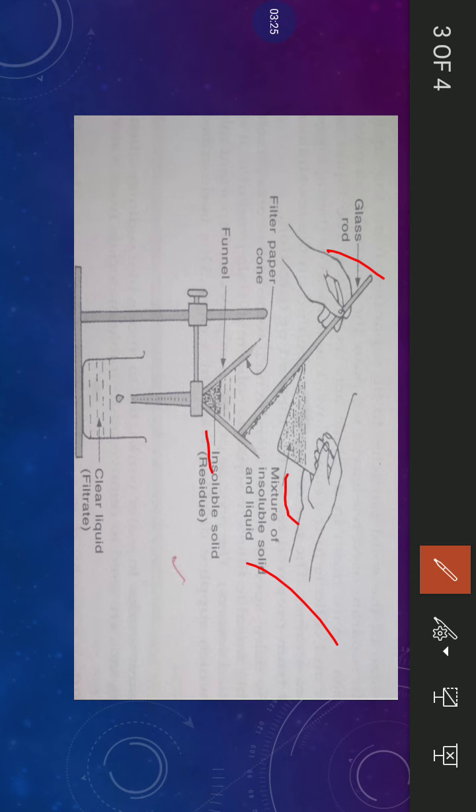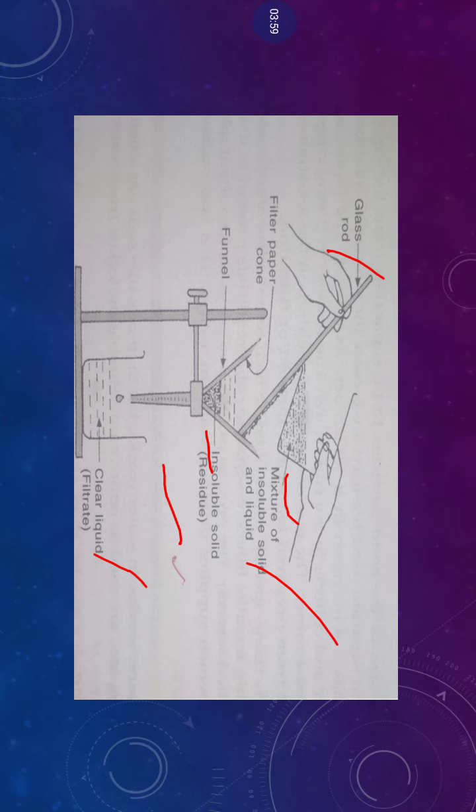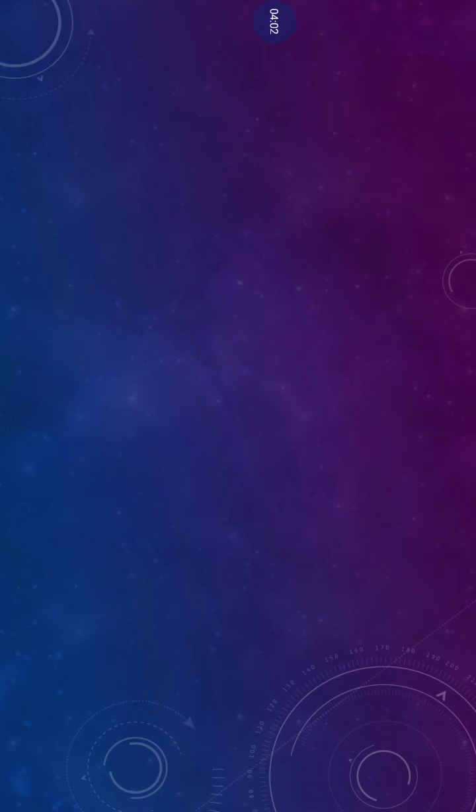When this liquid containing fine particles of solid passes through the filter paper, we get a clear liquid at the bottom of the arrangement. There is a container kept there, so a clear liquid is obtained. It is called filtrate, and the residue is left on the filter paper, and this way we can separate the residue from the filtrate.